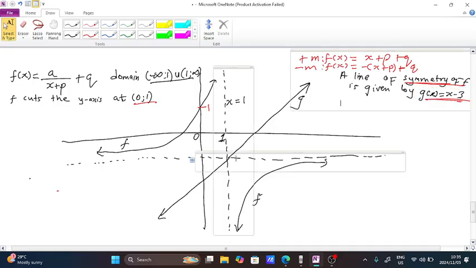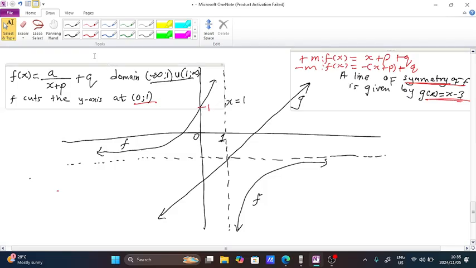Look at this point of intersection here. At this point of intersection, there must be two values: the value of x, which is 1, and the value of y. Remember, this line of symmetry is going to pass through this point of intersection. So I can use this equation to get the y value. Now let's go to the questions and see what they want.